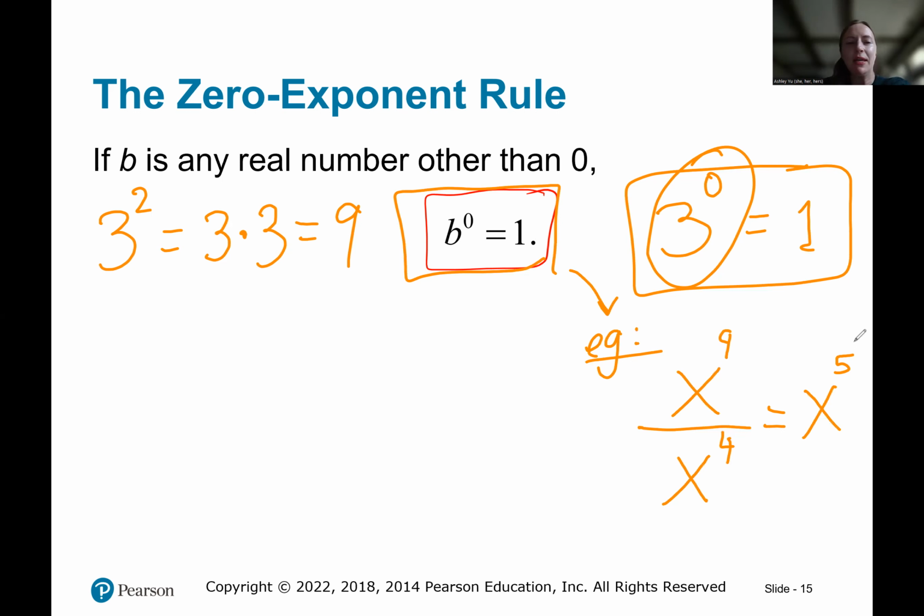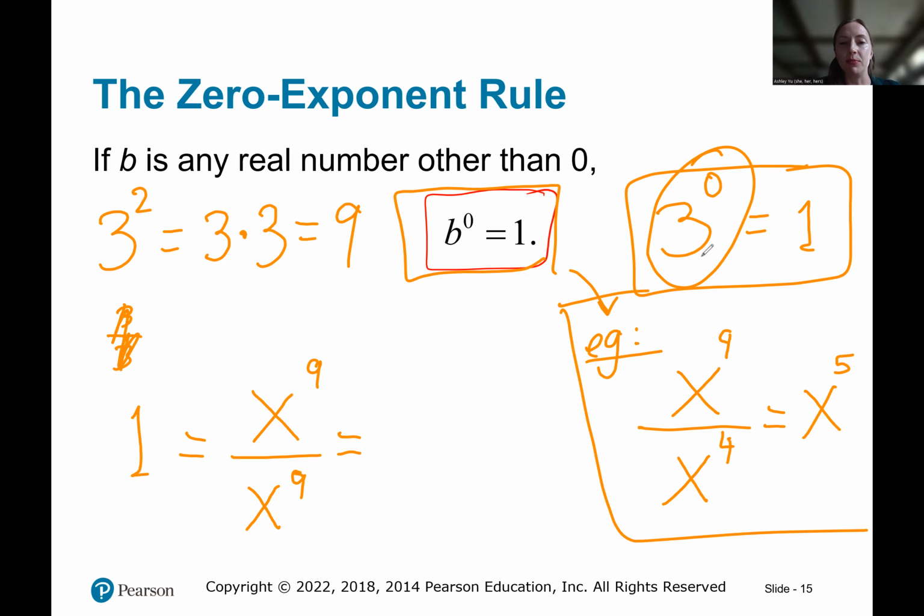So 9 minus 4. If you think of it that way, what if I had the same power on the top and on the bottom? Well, I know in one sense that those will cancel each other. That's a fraction where the numerator and the denominator are exactly the same, so that's going to be 1. That's like 3 over 3, the same thing over the same thing. 3 divided by 3 is 1. x to the 9th divided by x to the 9th is 1. So in one sense, I know that should be 1.